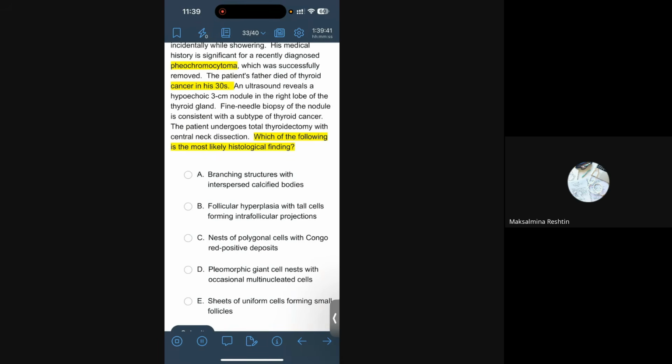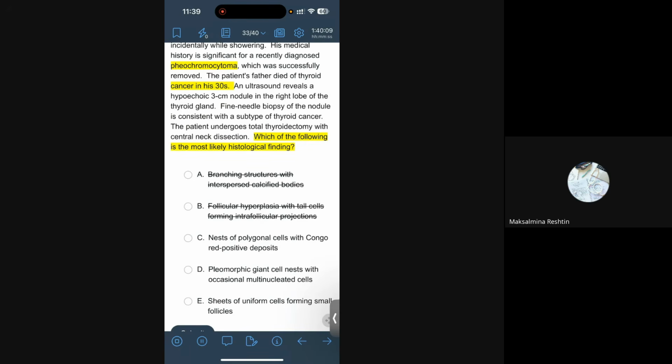Option A, branching structure with interspersed calcified bodies. Those calcified bodies are called psammoma bodies. We see psammoma bodies in which cancer? Papillary. Calcified bodies are seen in papillary thyroid cancer.